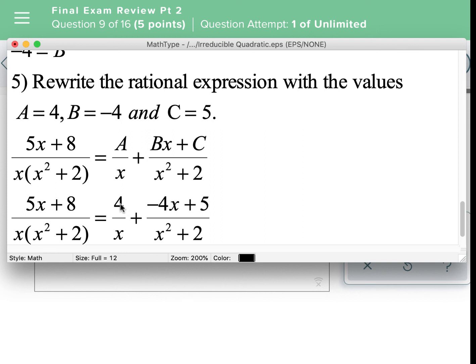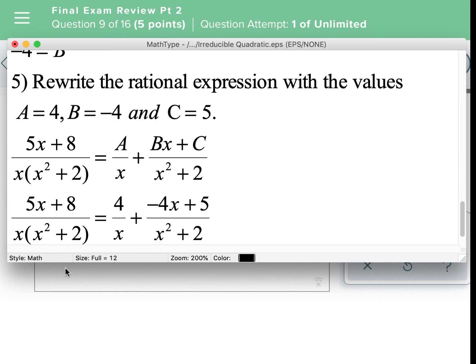So let's do that. 4x squared plus 4 times 2, so that's 4x squared plus 8. X times negative 4x is negative 4x squared plus 5x. So the 4x squared and the negative 4x squared are going to cancel, leaving me with just the 5x and the 8 all over x times x squared plus 2. So this one actually is easier to check to see that indeed we have the correct answer.